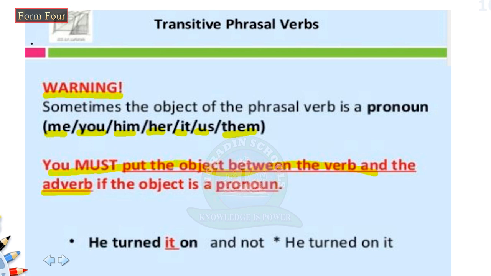When you have this, you should put the object between the verb and the adverb if the object is a pronoun. For example, he turned it on. Do not say he turned it on it. It's incorrect to say he turned it on it.